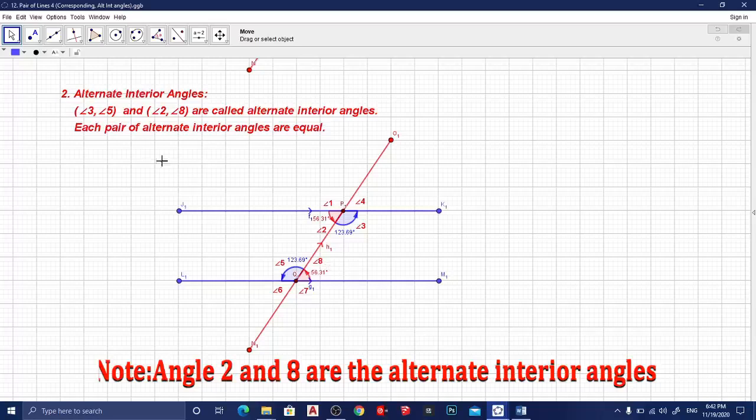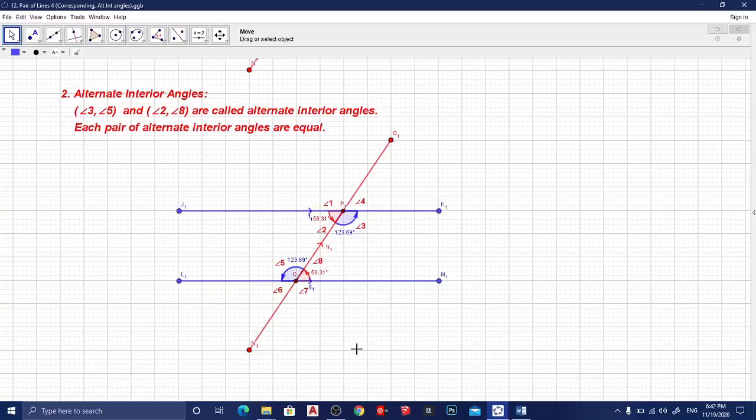So now what is the property of these angles? Each pair of alternate interior angles are equal. Here also these are equal, like corresponding angles. Corresponding angles are equal and alternate interior angles are also equal. If you observe, this is 56.31, this is also 56.31, it's an alternate interior pair, and here this is 123.69, this is also 123.69. These two angles are also alternate interior angles, equal to each other.